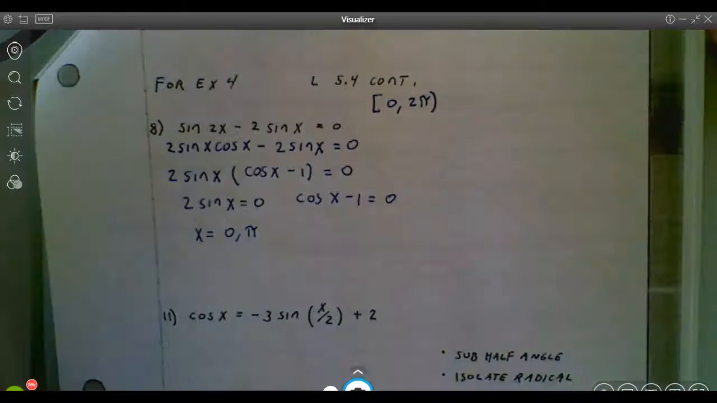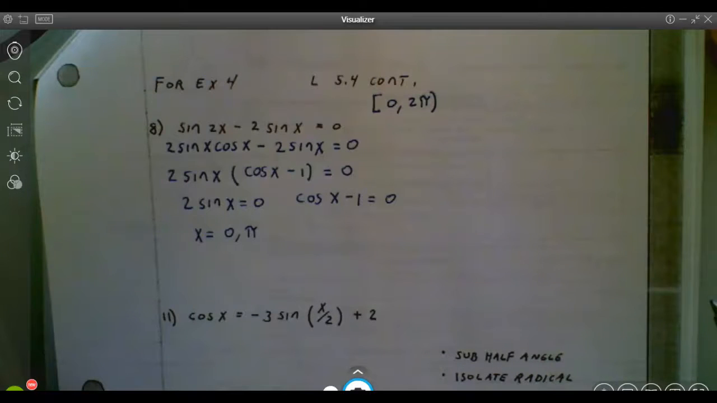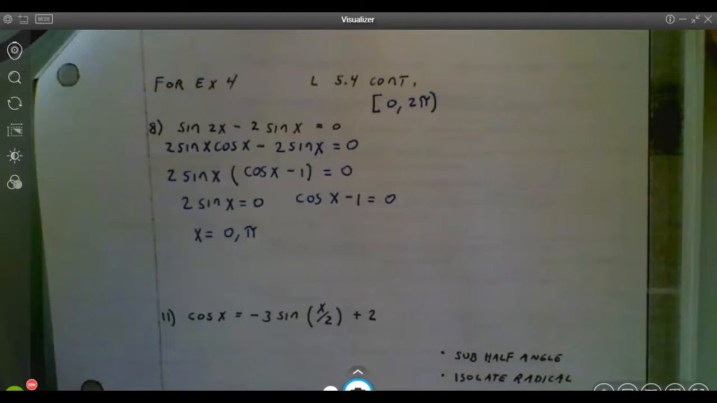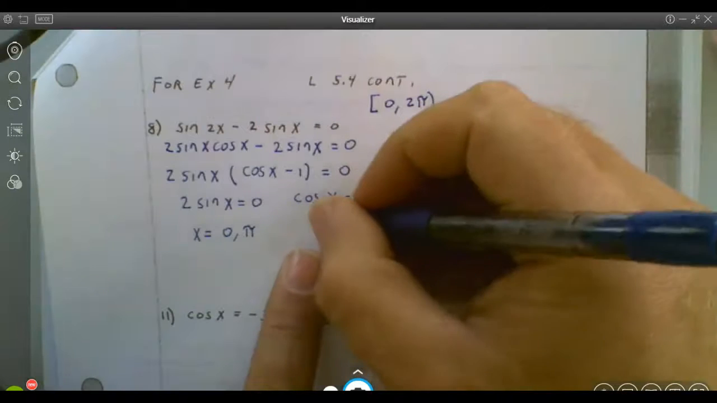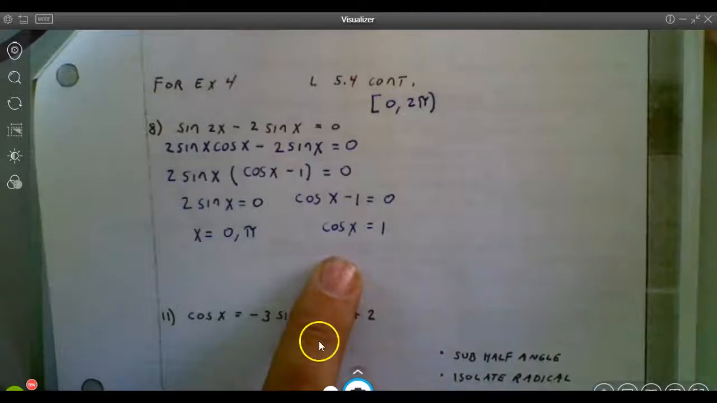Now, if there was no domain given like this, remember what we learned in an earlier lesson? I could add on to this plus 2n pi to each of my answers in order to show that it continues on forever. So if there's no domain given, then technically we're supposed to say plus 2n pi on each of these answers. Let's look at this one. So again, if I simplify, I'm saying the cosine of what angle equals 1. So on our unit circle, we know that would only occur at 0.